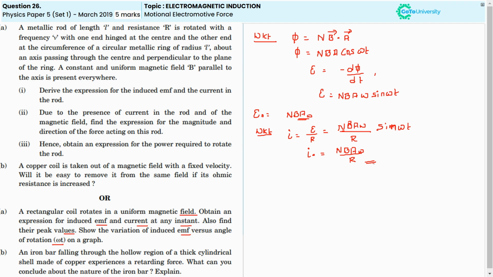Show the variation of induced EMF versus angle of rotation omega t on the graph. See here, the x-axis represents omega t and the y-axis is the epsilon. It gradually increases and decreases. Frequency will be varying.